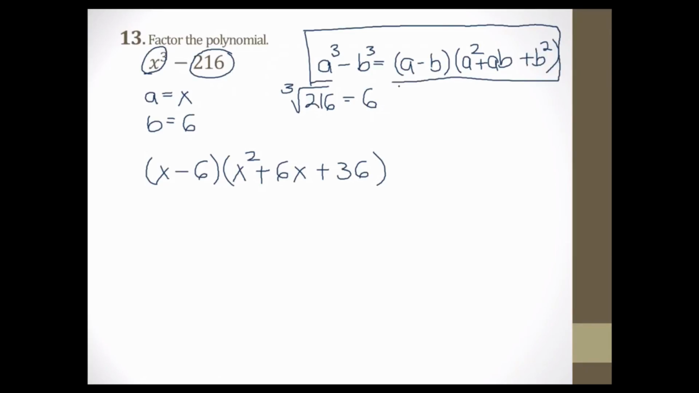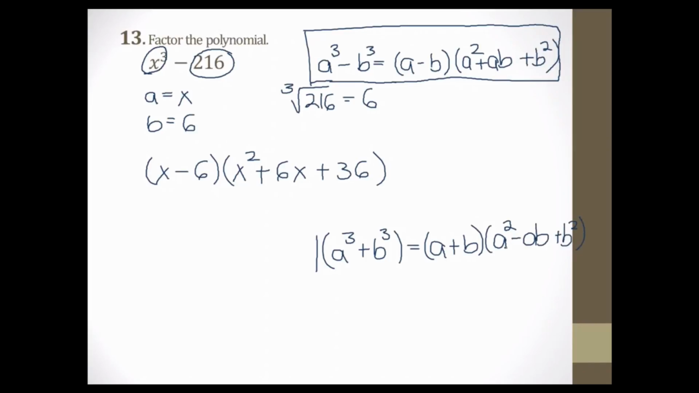And you could either have one of these on your final exam. This would be the difference of cubes. And let me also write down the formula for the sum of cubes, and that would be a cubed plus b cubed. So if you have a cubed plus b cubed, then that will give you a plus b, and then a squared minus ab plus b squared.